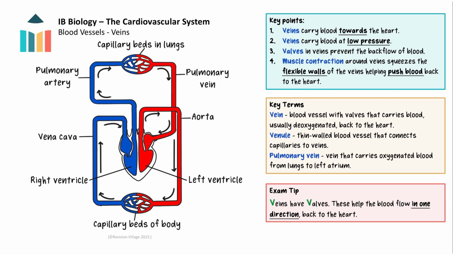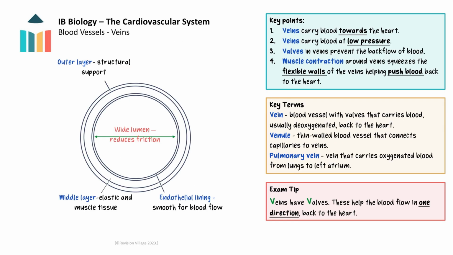Veins carry blood, usually deoxygenated blood, under low pressure back to the atria of the heart. The pulmonary vein, however, carries oxygenated blood from the lungs to the left atrium, ready for it to be pumped around the body. As mentioned earlier, veins have 3 layers to their structure: the outer layer for structural support, the middle elastic and muscle layer, and then the smooth endothelial lining.